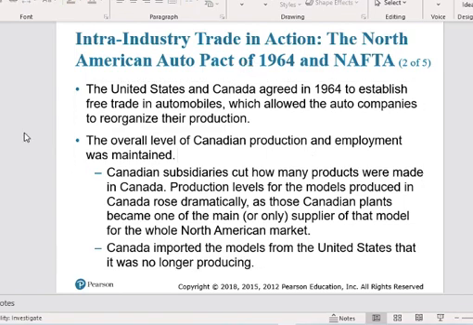The Canadian subsidiaries cut many products that were made in Canada. Production level for the models produced in Canada rose dramatically, as those Canadian plants became the main supplier of that model for the whole North American market. So basically what happened is that you're producing many models, right? And once trade started, Canadian workers found whatever they're good at.